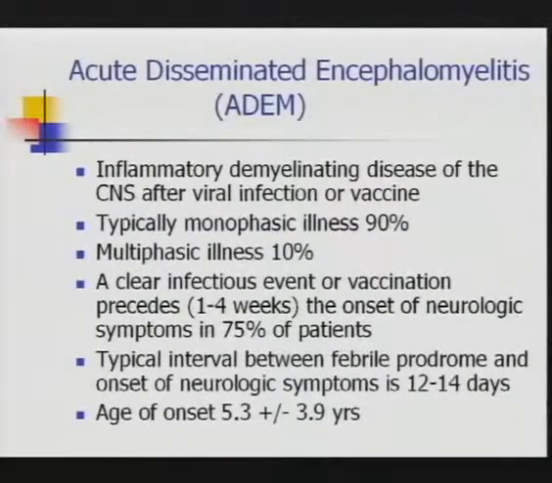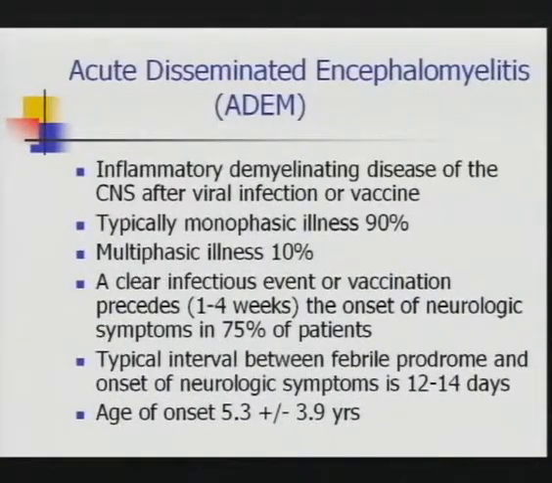Okay. So let's try to distinguish this particular disease from pediatric ADEM. So as we've talked about before, ADEM is an inflammatory demyelinating disease, usually after viral infection in kids. Sometimes you see it after vaccines, but usually after viral infections. Typically, it's monophasic in about 90% of the kids. There are about 10% that have multiphasic disease, at least it's said in the literature. And about 3/4 of the kids usually have some sort of preceding infectious event or vaccination event that usually occurs about 1 to 4 weeks before the onset of neurologic symptoms.